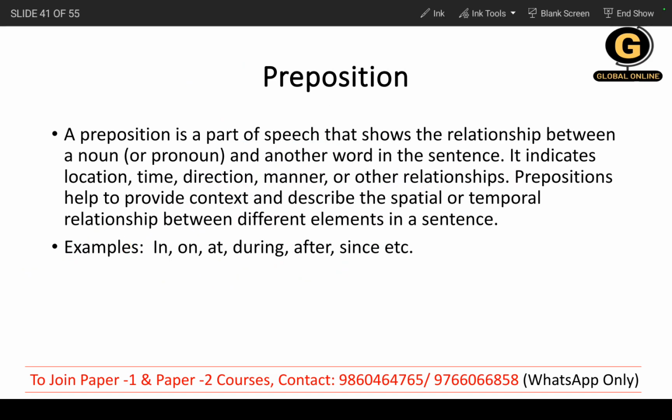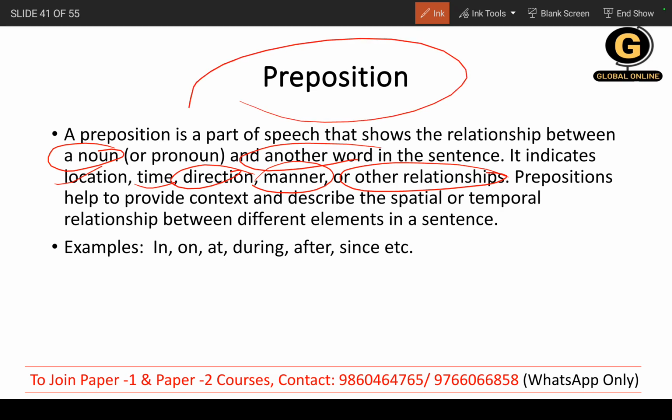Now preposition. Preposition basically talks about a relationship between two things, between a noun and another word in a sentence, of course. And it also helps to indicate location. Like if you are putting something on a table, you are talking about a place, a location. And time, at what time, so you are using at, in, to indicate time. Direction, manner, in which way you are doing it, and relationships. Okay, so that is called prepositions. There are examples like in, on, out, during, after, since, etc.